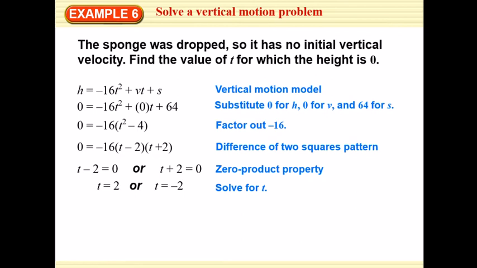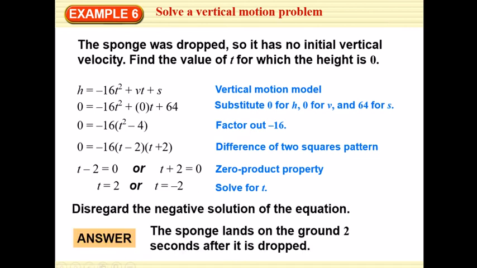Now let's think about it. What are they actually asking for in this word problem? They're asking for time. So, disregard the negative value. We can't go back in time, we don't have negative time. So the sponge lands on the ground after 2 seconds, after it's dropped.